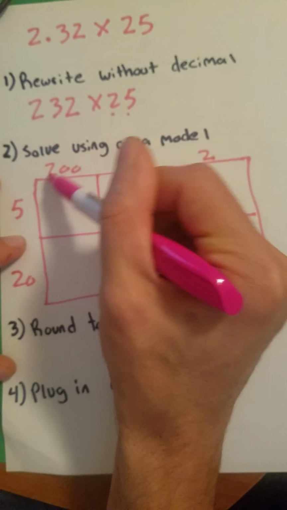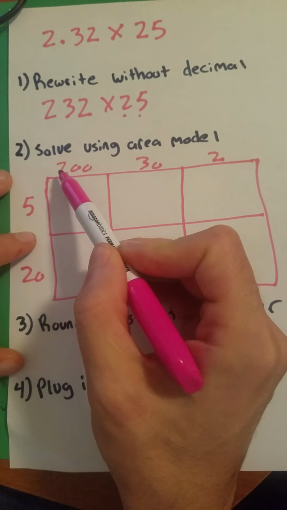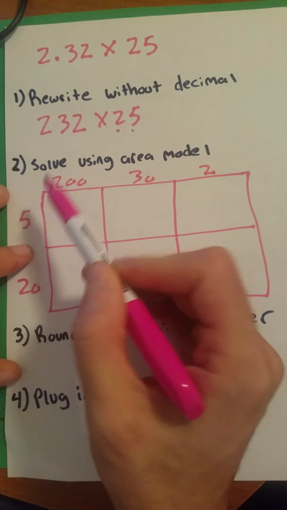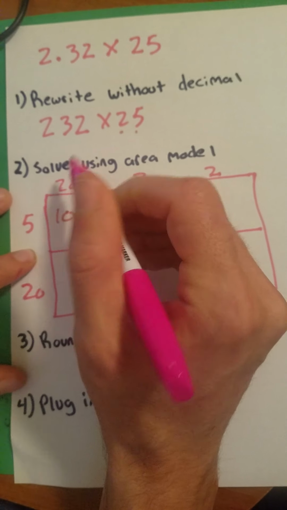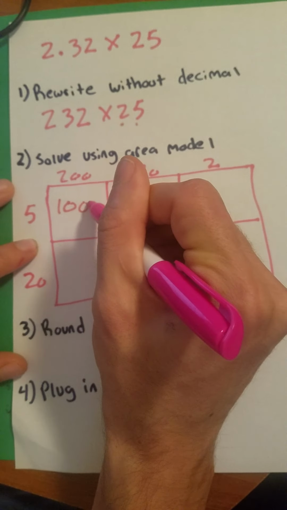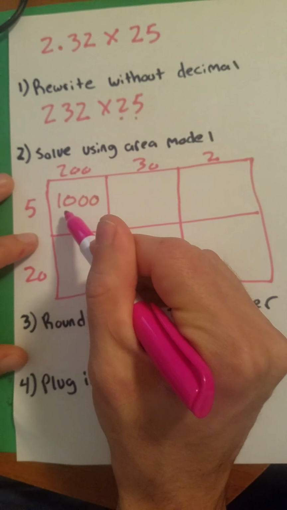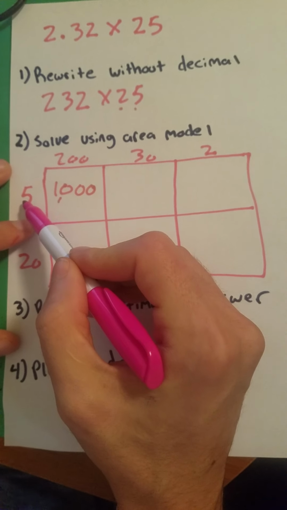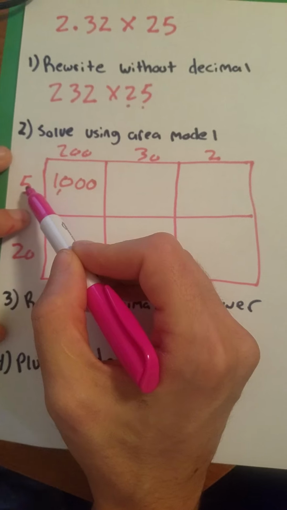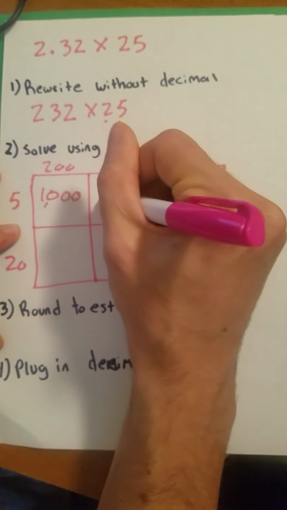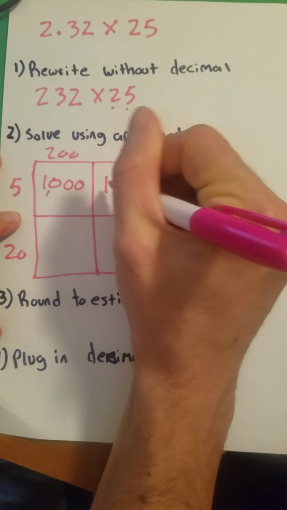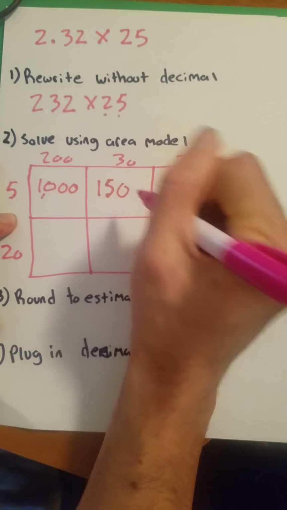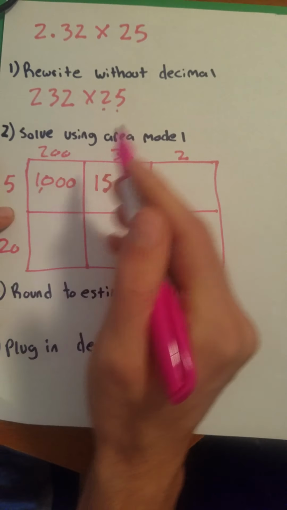And I can use my same strategy with these zeros. My non-zero numbers for 200 times 5, 2 times 5 is 10. Then I'm going to tack on the 2 zeros from 200, which gives me 1,000. Non-zero numbers here, 5 times 3 is 15. Tack on the 0 from 30, gives me 150. 5 times 2 is 10.